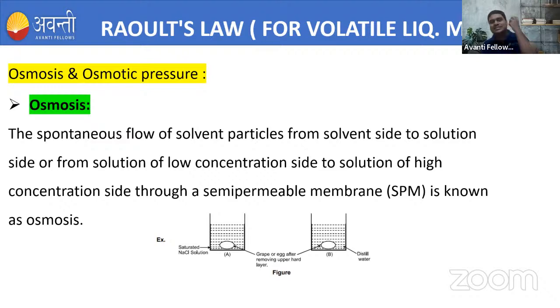Osmosis is the spontaneous flow of solvent particles from the solvent side to the solution side, right? Just remember this thing. The spontaneous flow of the solvent particles. I'm talking about the solvent. This one is a solvent. The spontaneous flow of the solvent particles from the solvent side to the solution side, or we can say from the solution of low concentration to the solution of high concentration, through an SPM (semipermeable membrane) is known as osmosis, right? Let me explain this with an example.